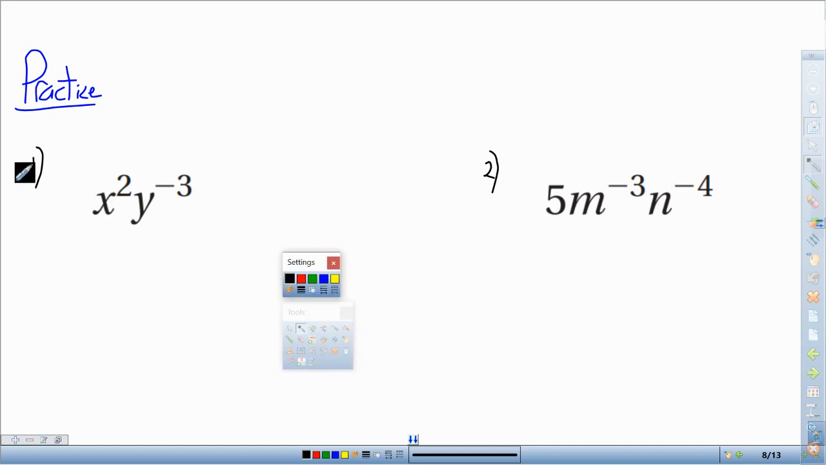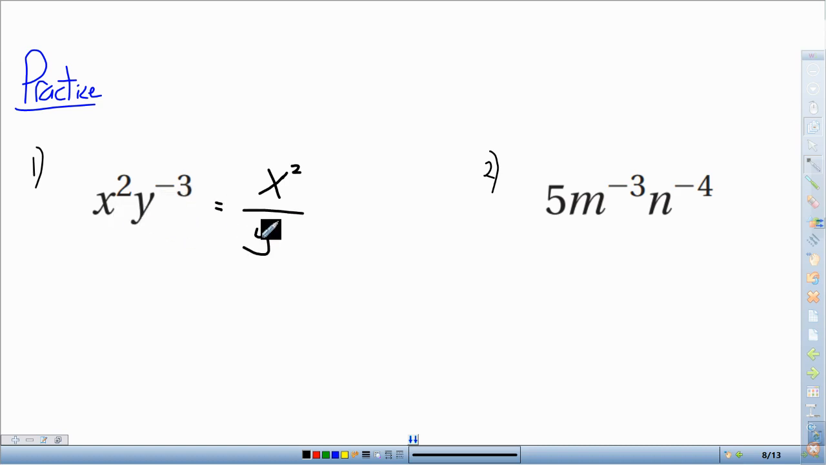All right, so on number one here, first thing to realize, this x squared, it is not moving. It is staying up in the numerator. But this y to the power of -3, to turn it positive, it needs to move down to the denominator. Now it's positive. I'm noticing nothing to reduce. We're good.